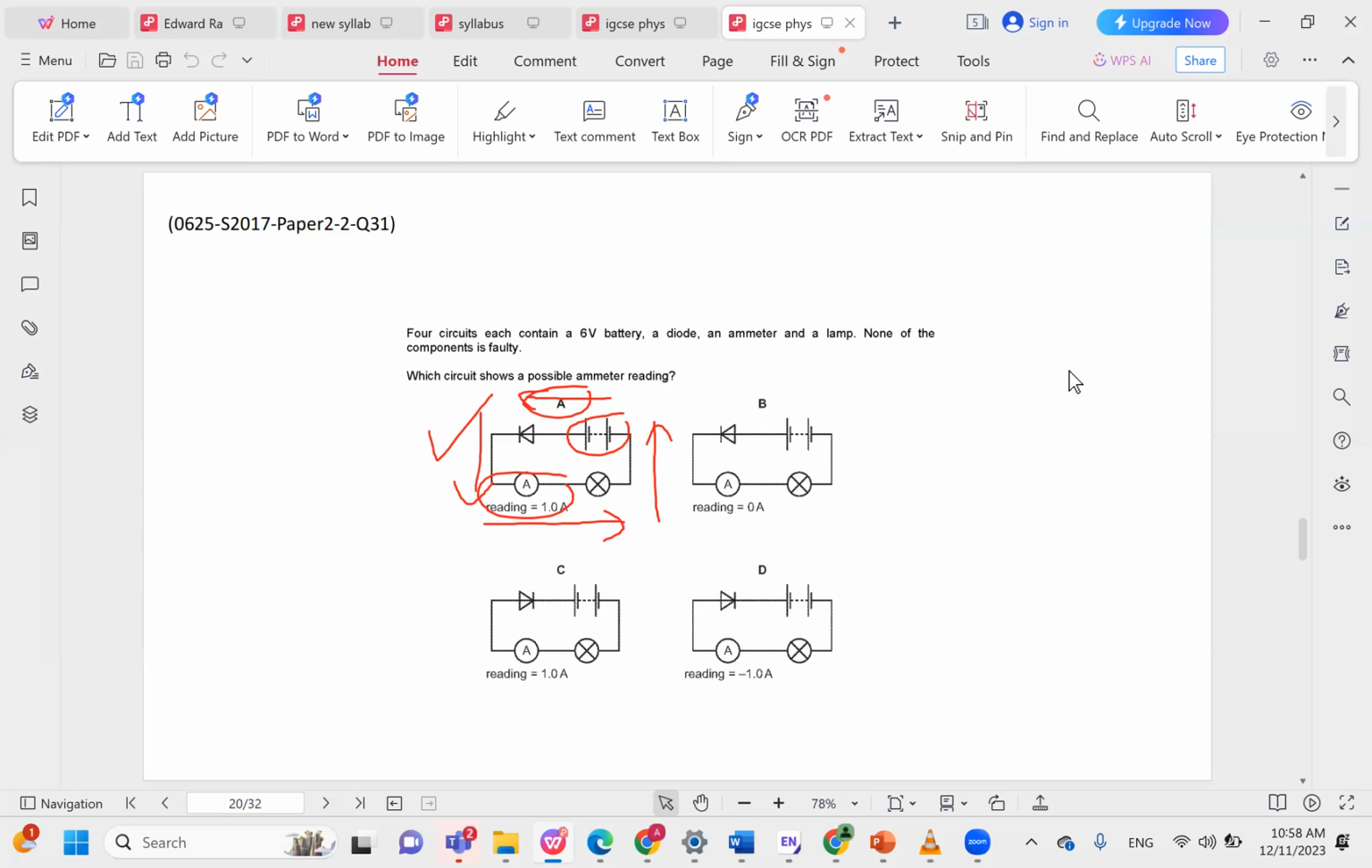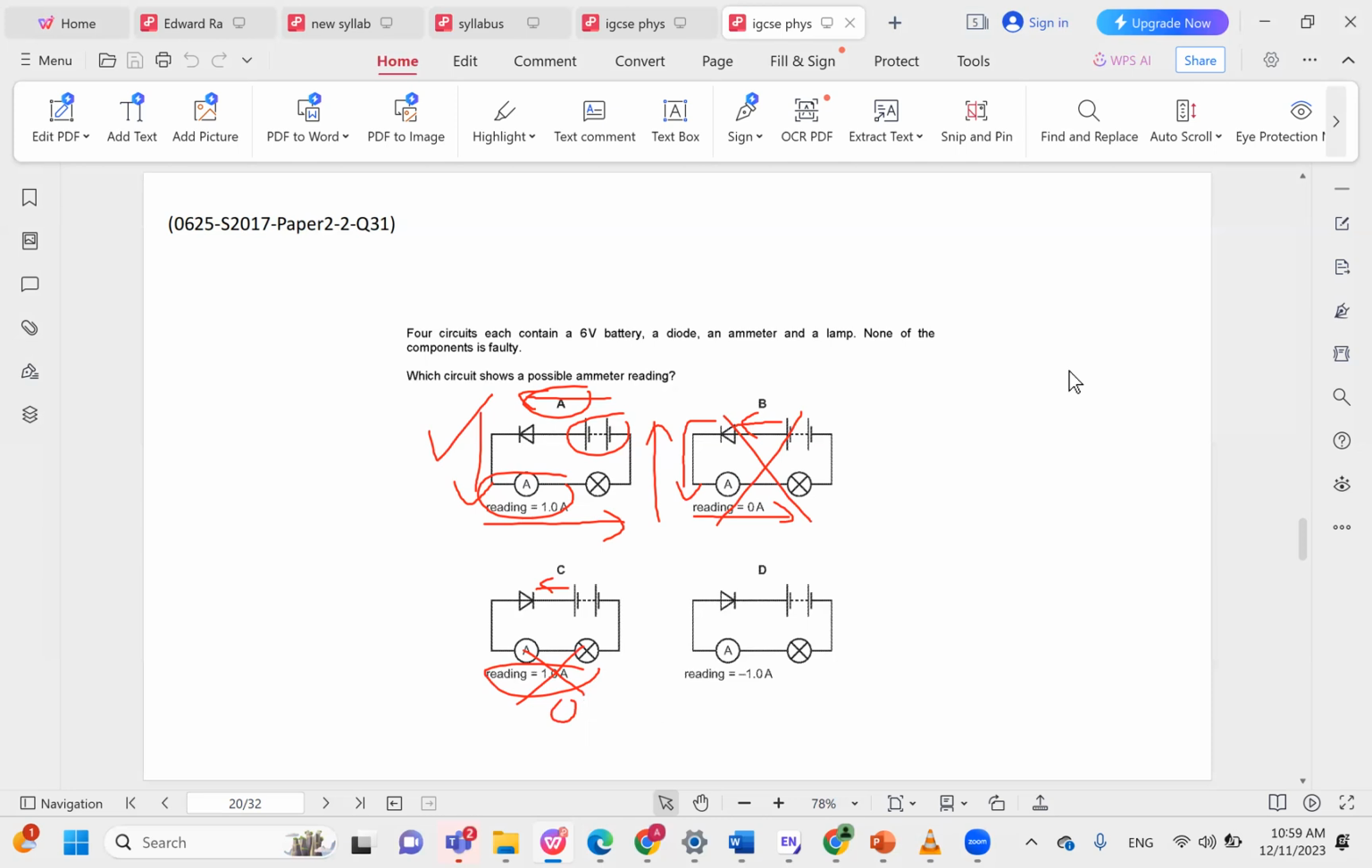For B, the current flows in this direction, and the diode allows it to flow, so it continues. So it moves through the ammeter, and the ammeter should be reading something other than 0. So the fact that the ammeter is reading 0 tells me that this is incorrect. For C, the current moves in this direction, but the diode blocks it immediately. So we expect here the reading to be 0, not 1. So therefore, this is wrong.